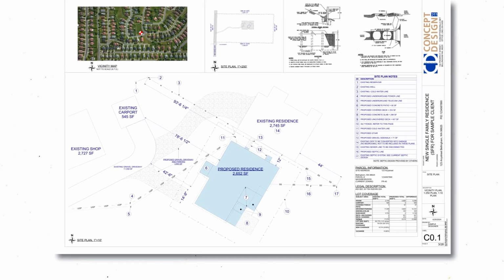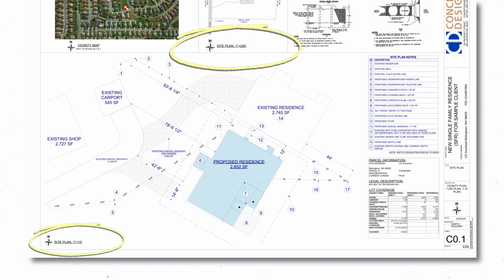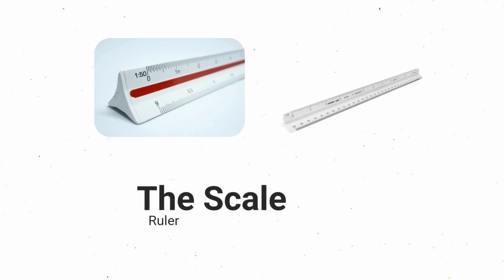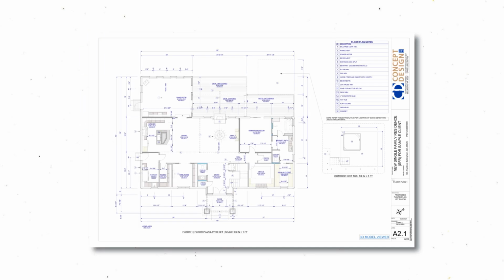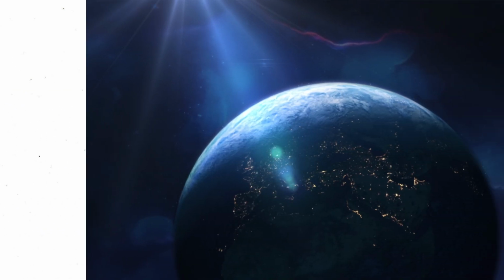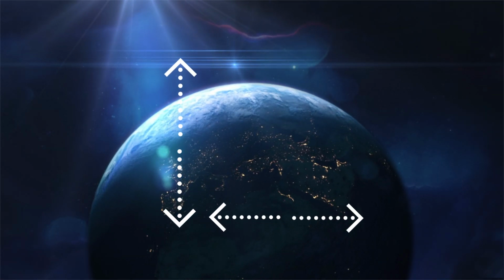Okay, so now that you know what scales are and why they're important, let's talk about the tool that makes reading them easy, the scale ruler. A scale ruler is designed specifically for reading blueprints. It's not like a regular ruler. Each side of the scale ruler is marked for different scales, so you can quickly convert the measurements on the page into real-world dimensions. Let me show you how it works.